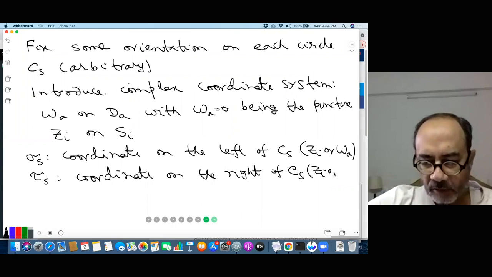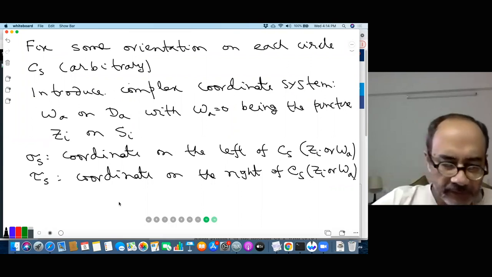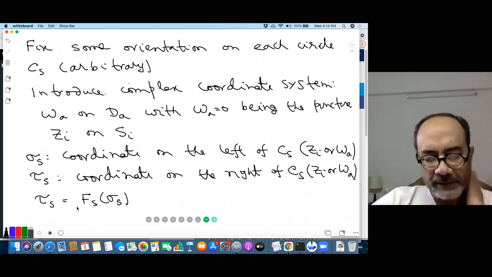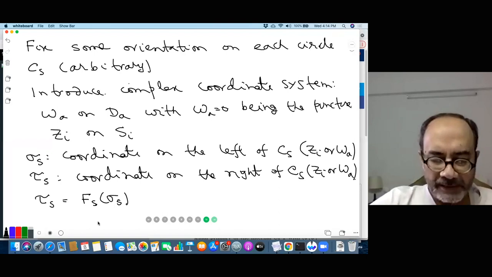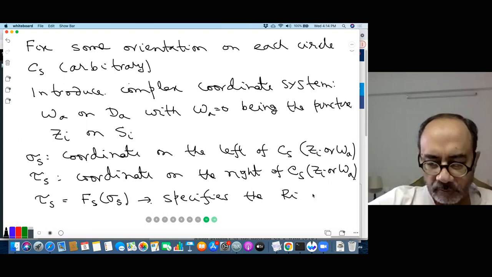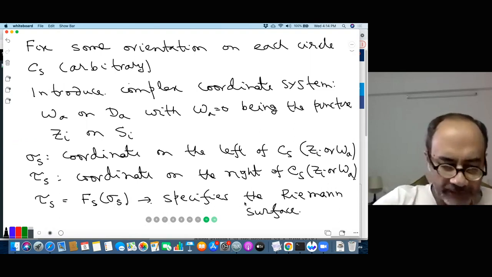In general, specifying the Riemann surface means specifying the relationship between sigma s and tau s. So tau s is equal to f_s of sigma s. This is what we call the transition function, as you go from one coordinate patch to the next. Specifying all the f_s basically specifies the Riemann surface. But of course, there is a lot of redundancy, which I'm going to describe next.